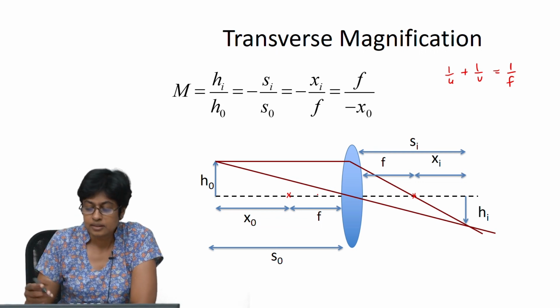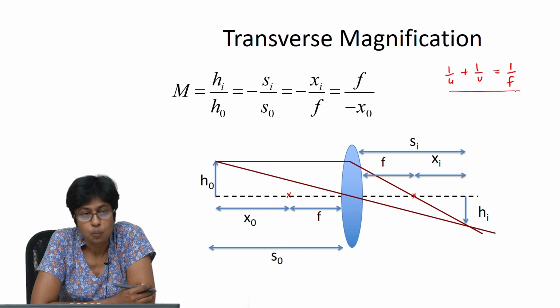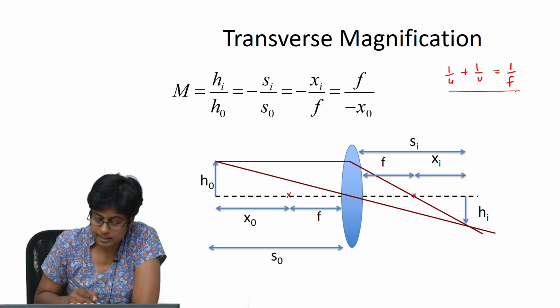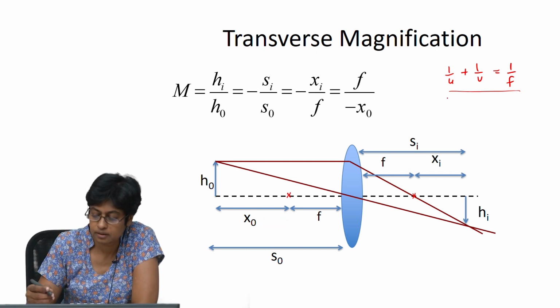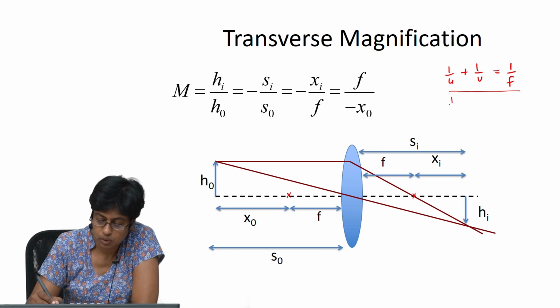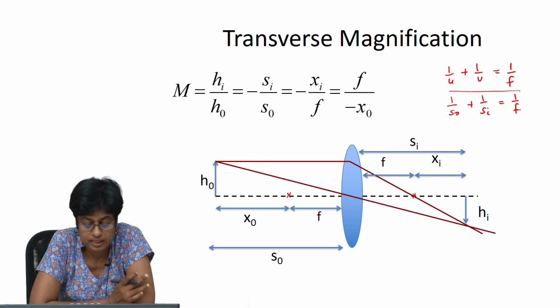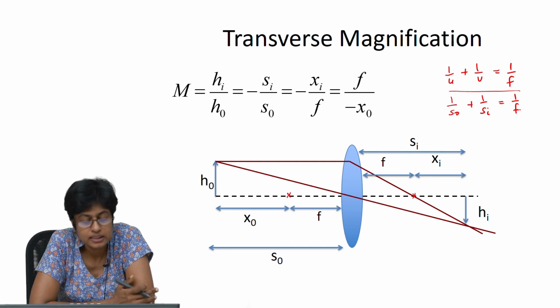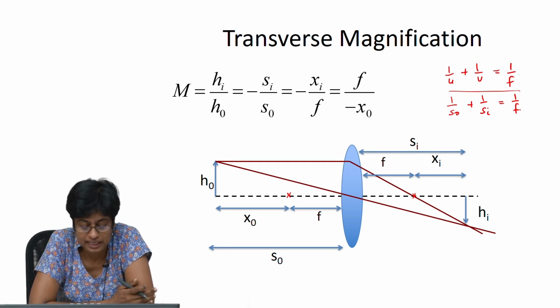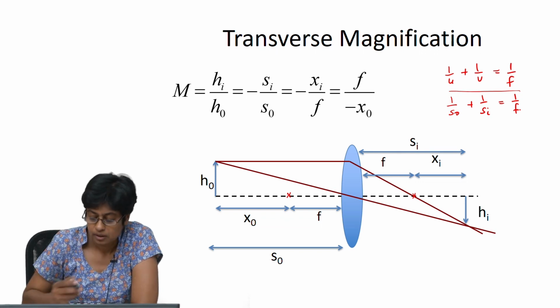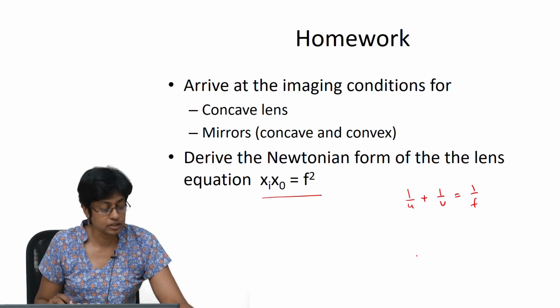So, this equation was a function of the parameters u and v, or as they are indicated in this picture over here, 1 over S naught plus 1 over Si is equal to 1 over f. They were functions of distances measured from the vertex of the lens. So, S naught and Si are measured from the vertex of the lens. But sometimes it's easier to make measurements from the focal points of the lens, and the Newtonian form of the equation is this: xi x naught is equal to f squared.